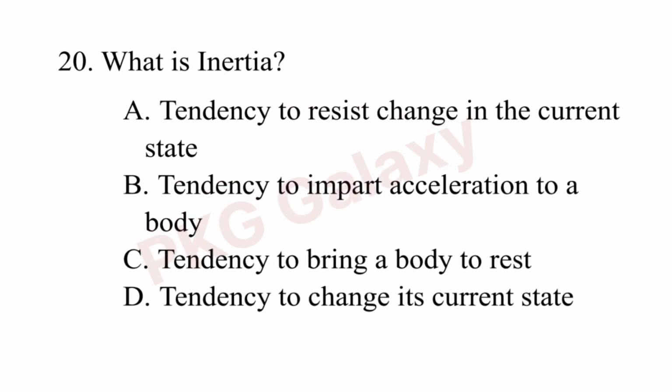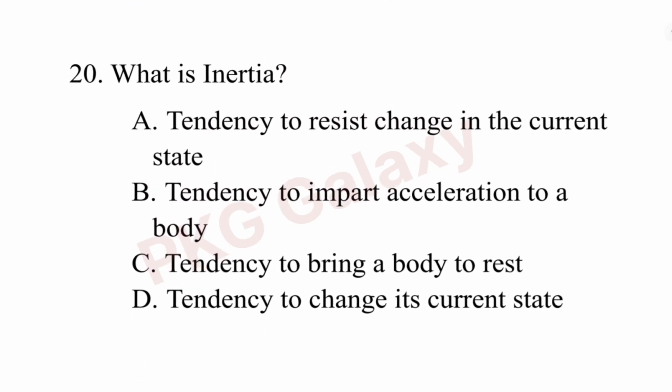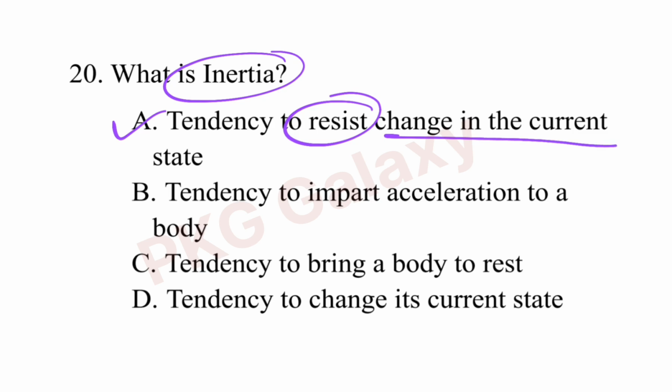Okay, next question. What is inertia? Option A, it is tendency to resist change in the current state. Option B, tendency to impart acceleration to a body. Option C, tendency to bring a body to rest. And option D, tendency to change its current state. So the correct option is option A, tendency to resist change in the current state.